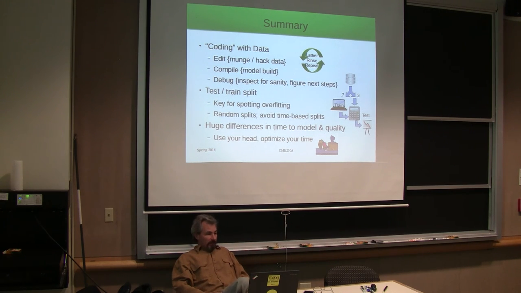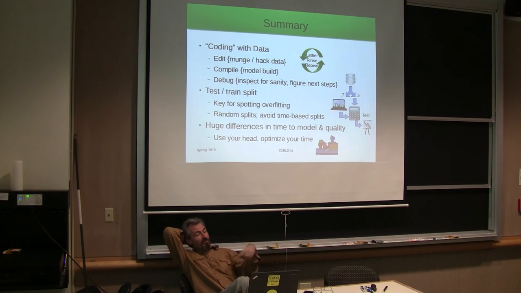You're coding with data. You have an edit, compile, debug cycle. You're going to edit, you're going to munge and hack the data. You're going to add features, you're going to throw away the junk ones, you're going to sort through and look. You're going to compile, build a model, try to predict. And then look at that: is that a sane model? What's it saying, what's it missing? What's not right going on there? Do I need to run it longer, do a hyperparameter search, do I need more features? Is there something obvious I can do? And you go back around, and you circle until you're done, until it's good enough.